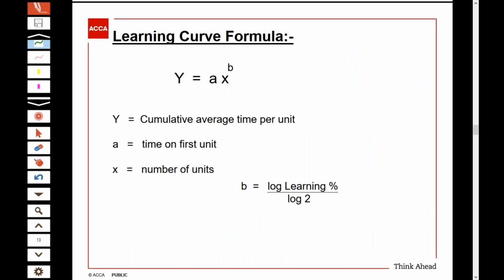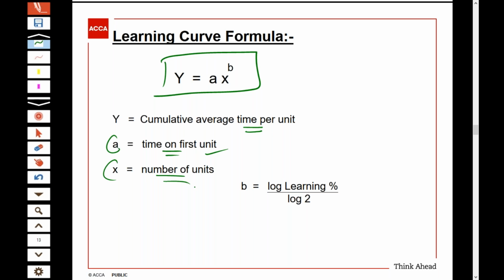Now this is the learning curve formula, which you need to memorize. Y is equal to ax power b. What is y? This is the average time per unit. What is a? This is the time on the first unit. And what is x? The number of units. And b is log learning rate upon log 2. The log option is available in your scientific calculator, and also in the calculator attached on the ACCA platform.